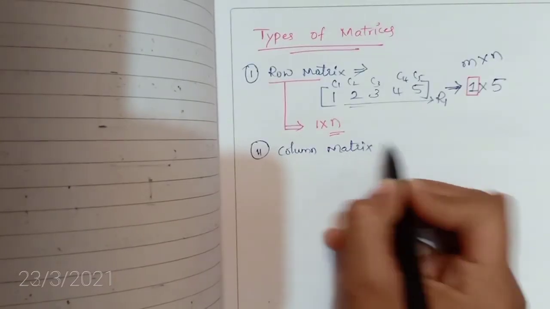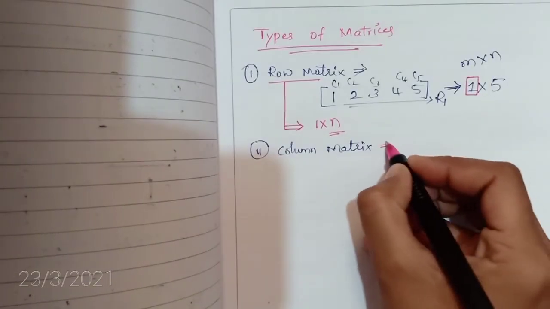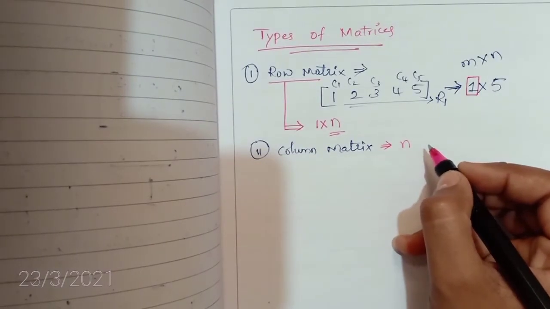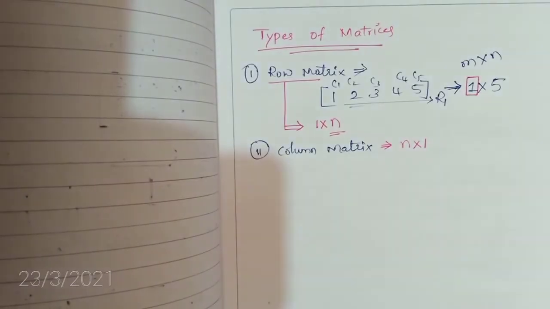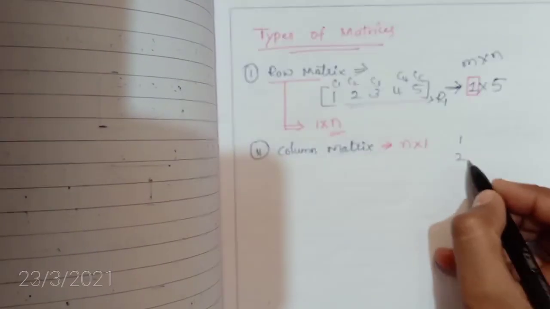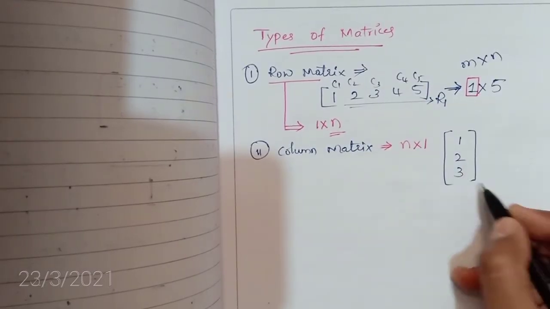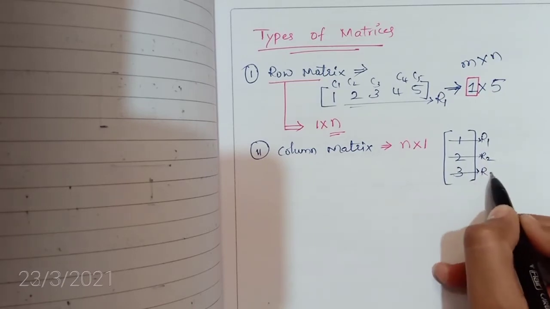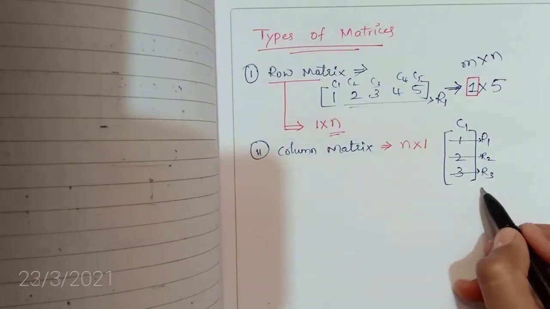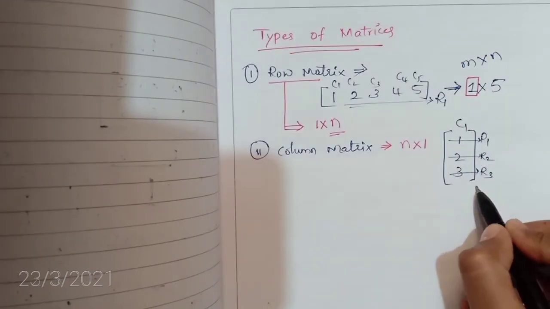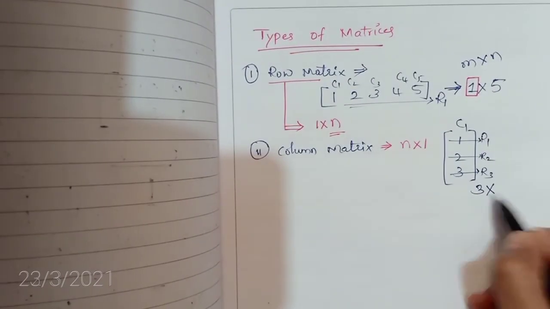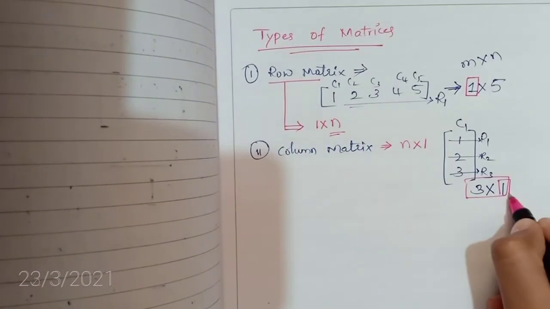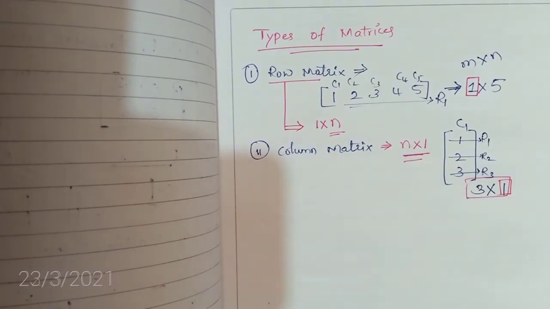Similarly, we have one more thing, that is column matrix. You can easily guess from the above definition that here the number of rows can be any. Any number of rows can be written, but the number of columns is always 1. Suppose I write like this, the rows are 1, 2, 3, and this is C1. How many rows? 3 cross 1. So this is a matrix of order 3 cross 1. Here this 1 is constant always, so that is why we have written this order.